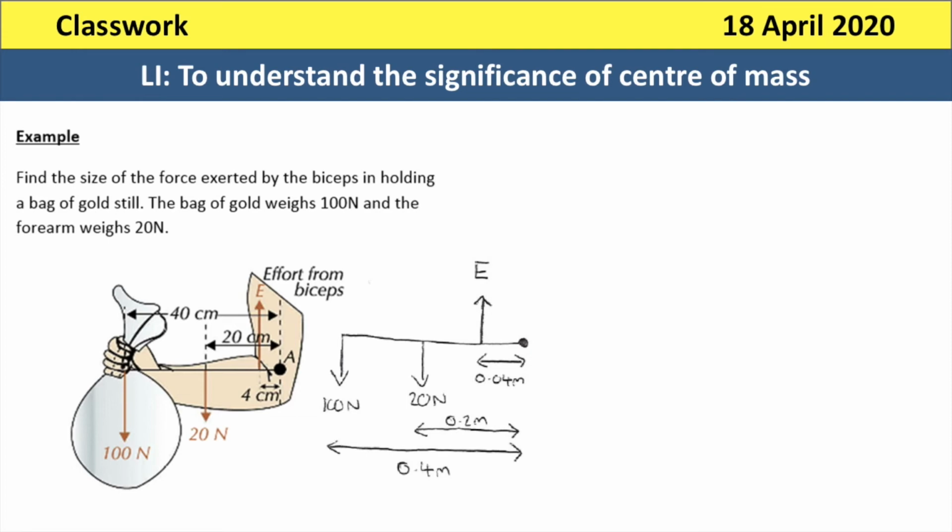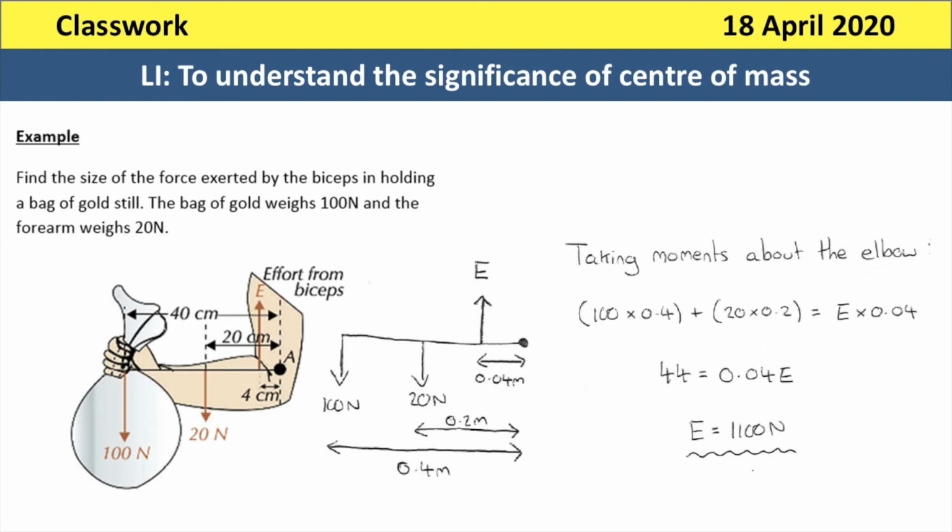Now I've done all the distances from the elbow because the elbow is going to be the pivot point about which all the rotation would happen. So now it's a case of applying the principle of moments. So I can say that by taking moments about the elbow, the sum of the anti-clockwise moments has to equal the sum of the clockwise moments. Now the forces that are going to cause an anti-clockwise motion in this case will be the weight of the gold and the weight of the forearm because they would pull the arm downwards and thus anti-clockwise.